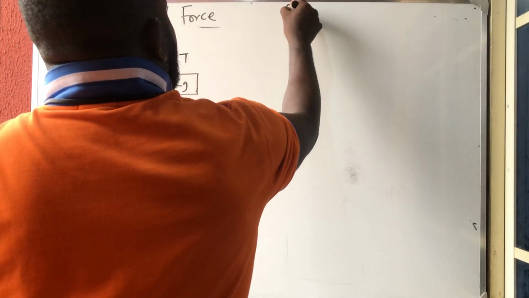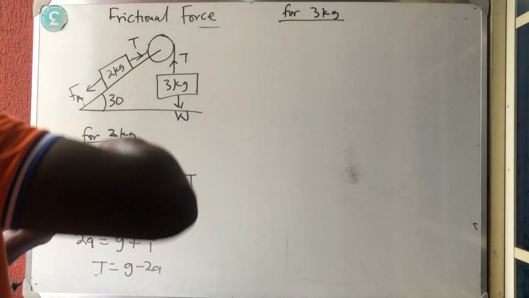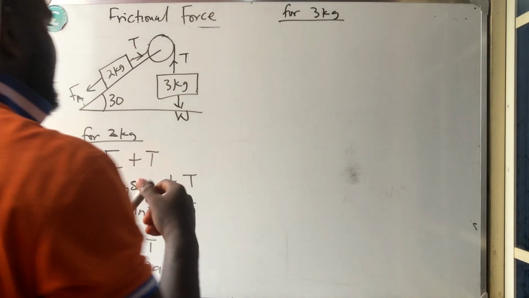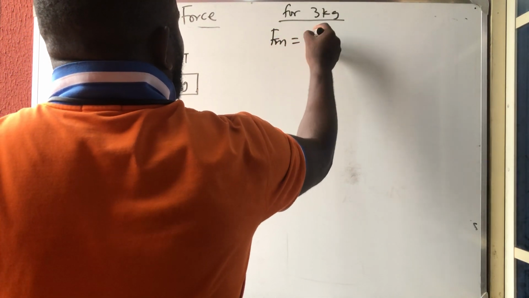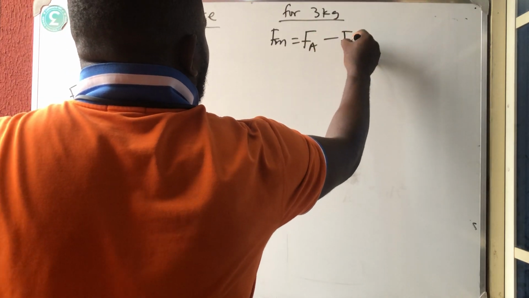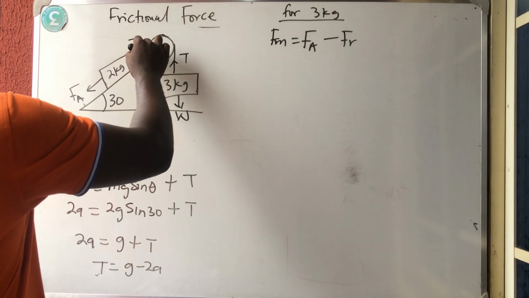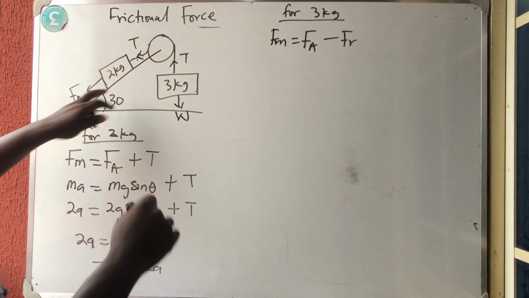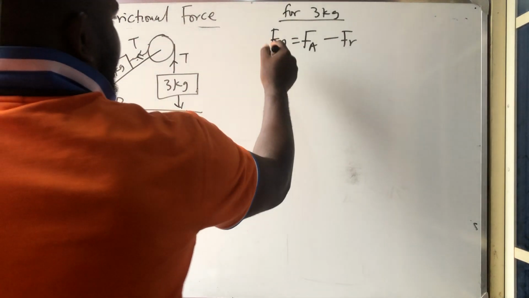For the 3 kg mass, I'm going to have two opposing forces. So the moving force here should be equal to the applied force minus the frictional force, because they are opposite each other. In fact, this one is supposed to be acting in the same direction. Why? Because this is a smooth plane, it will just go freely. So what do I have now?